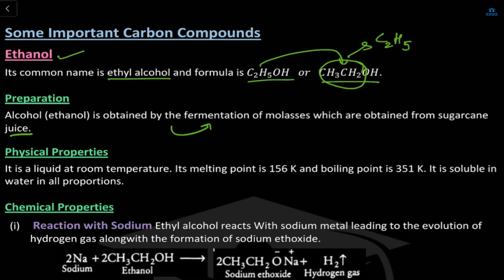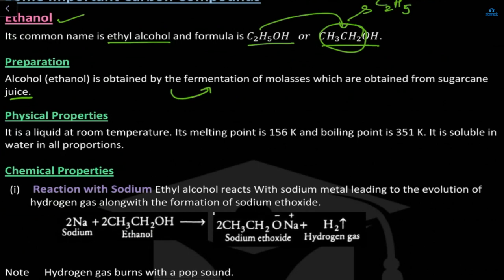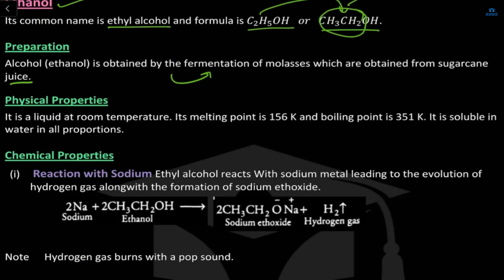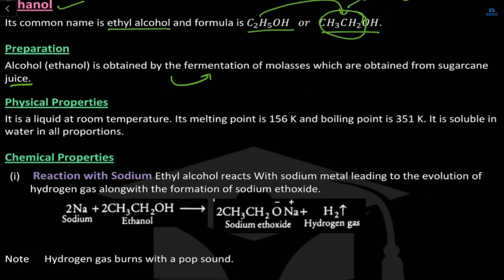And what are the physical properties? What is the difference between physical and chemical properties? In chemical properties, we have lots of reactions, and physical properties are basically room temperature state, lustre, and so on. So what are the physical properties? Ethanol is liquid at room temperature. Melting point is 156 Kelvin, boiling point is 351 Kelvin, and it is easily soluble in water.